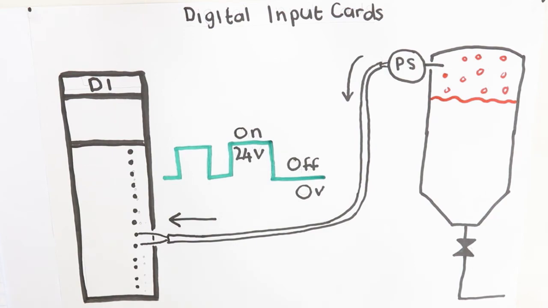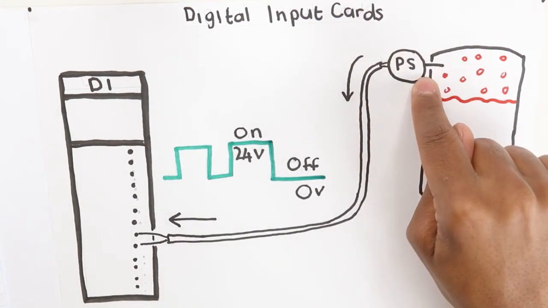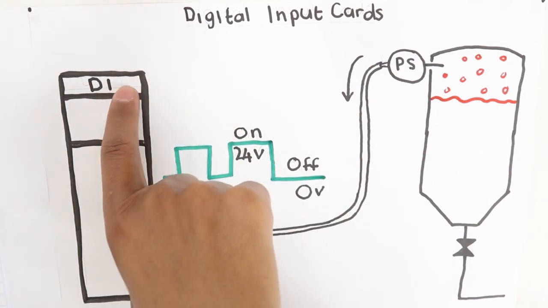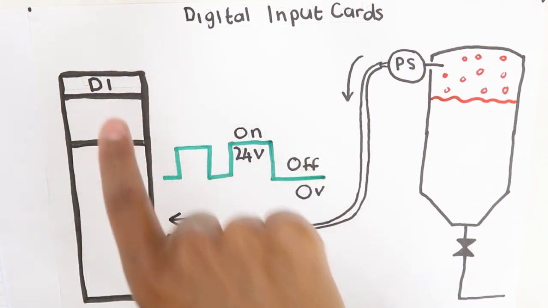For now, we will not look at the field wiring. I just want to first explain the concept. The digital input card reads on or off signals from field devices and then passes those signals to the CPU so that they can be used in the program.